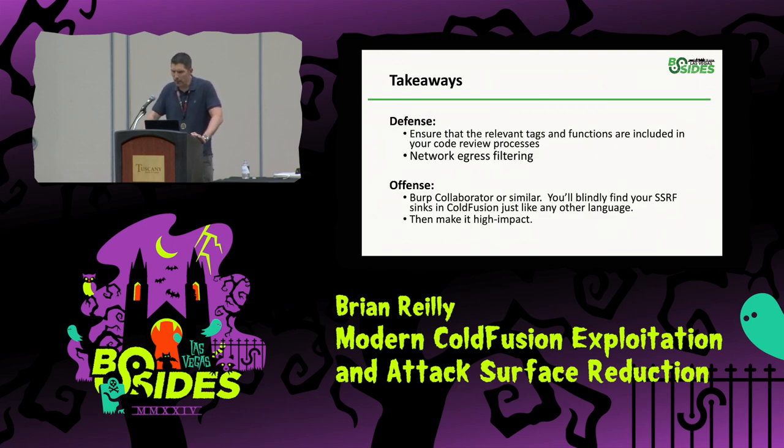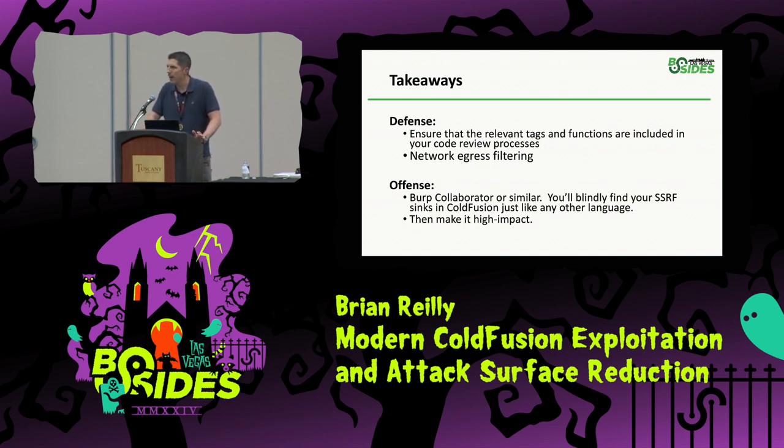So again, the takeaway here is that during your code review process or your static analysis, you're looking for these tags and functions, and you're asking, is tainted data flowing into them? Beyond that, from a proactive way, network egress filtering can be a huge help here, because if you had exploitable code but the attacker isn't able to call out, you may detect or prevent or otherwise become aware of that vulnerability before any damage is done.